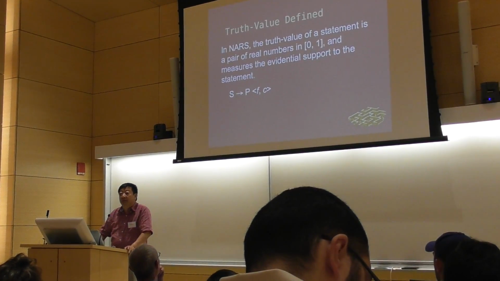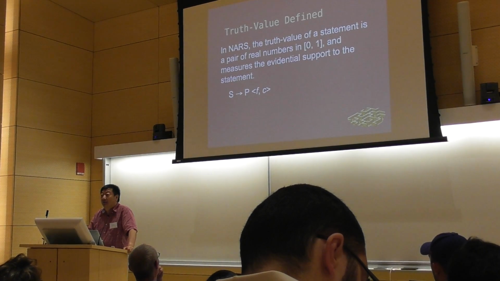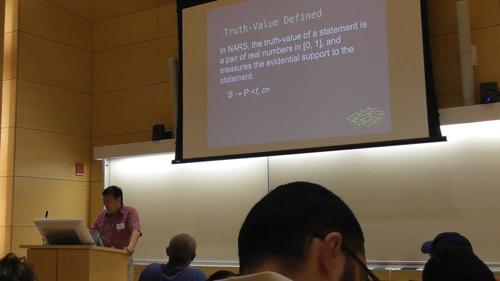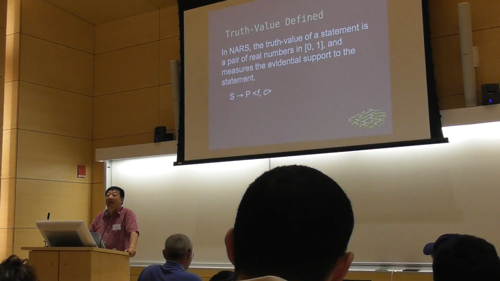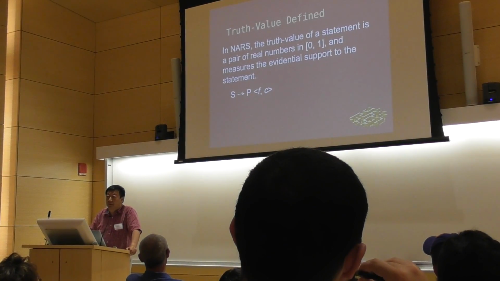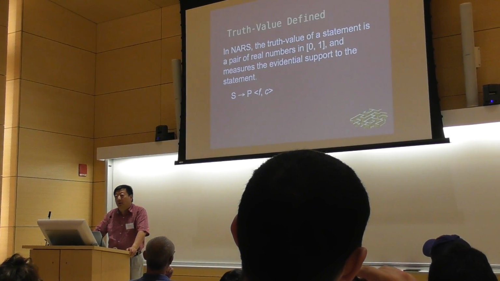What makes this system different is it's not only multi-valued, it actually uses two numbers to represent the truth value. And many people say, oh, one number is already too complicated, you use two. Well, I have enough reason, later I will show you. We use two numbers to represent a truth value. And both of them are real numbers between 0 and 1.